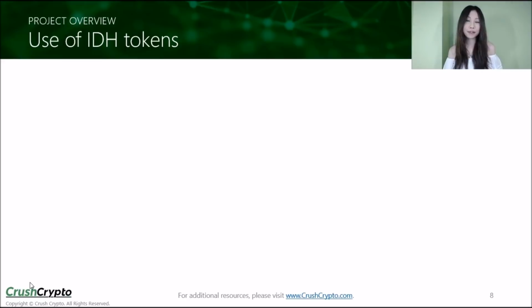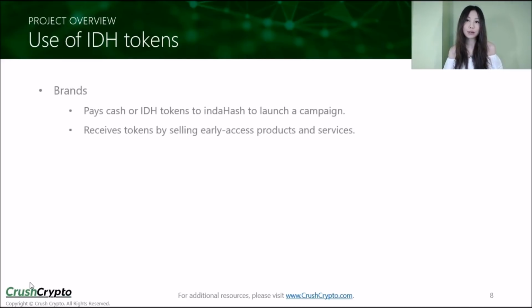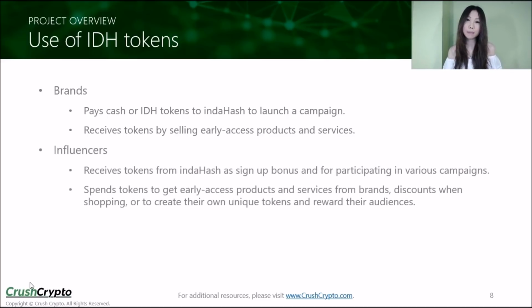There are a number of uses for the IDH token depending on the user's role in the platform. Brands like Coca-Cola can pay cash or tokens to launch new campaigns. They can receive tokens by selling early access products and services. Influencers receive tokens as sign-up bonuses and for participating in specific campaigns.